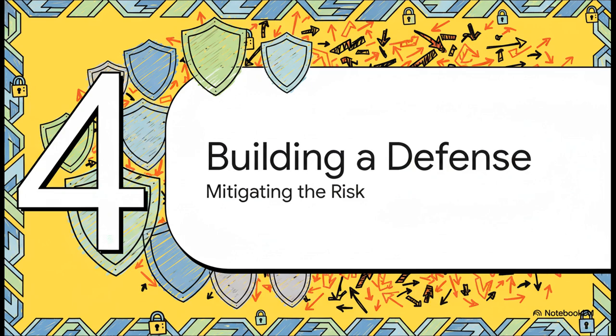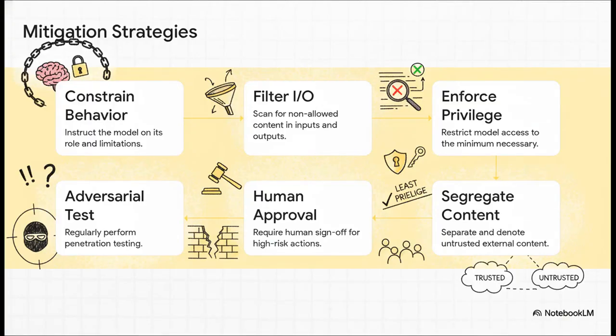Okay, so if the problem is this fundamental, what in the world can we do about it? Well, the good news is that while there might not be a single silver bullet, developers are building a layered defense to try and manage the risk. This defense has a bunch of key parts. It starts with giving the AI very strict rules about its job and filtering what comes in and what goes out. Then developers have to enforce what's called the principle of least privilege, which basically means the AI only gets access to the bare minimum it needs to function.